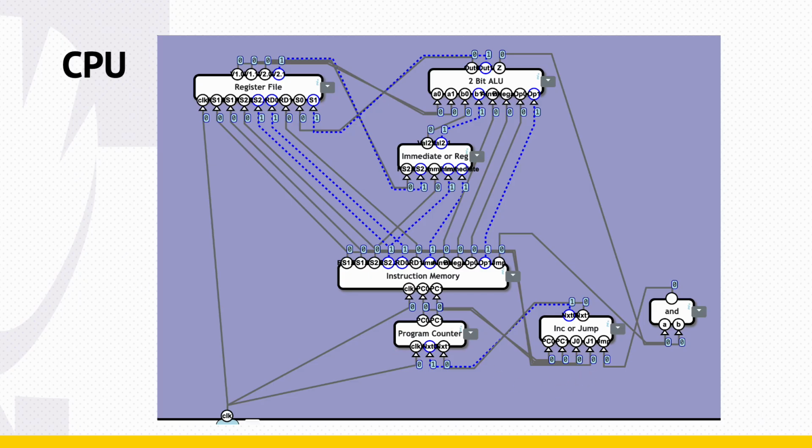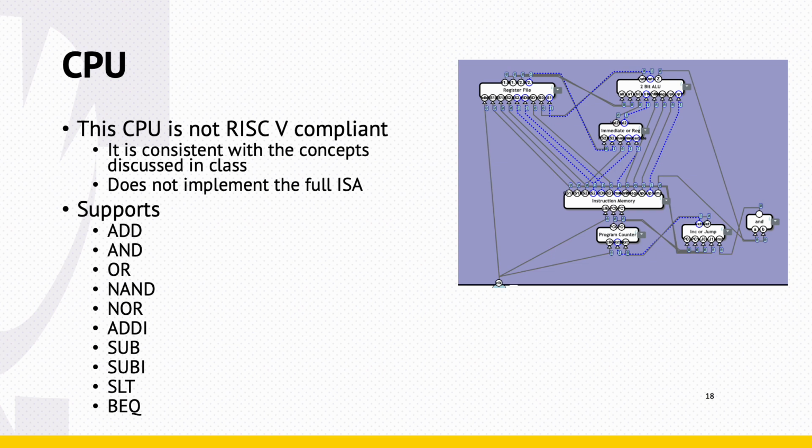So now let's see this CPU in action by writing a program and actually executing something with it. First, before we do the program, this CPU is not RISC-V compliant. It's consistent with the concepts discussed in the class, but it does not implement the full instruction set architecture. What it does implement is add and or, NAND nor, add immediate, subtract immediate, set less than, and branch equal. And this is going to be enough to write a simple program and demonstrate how it functions.